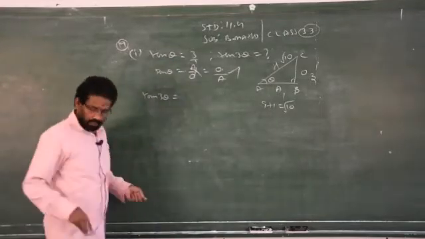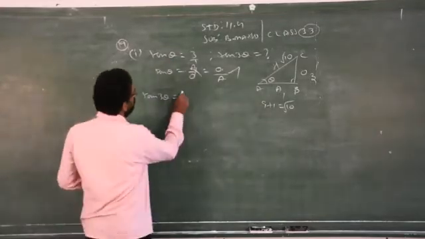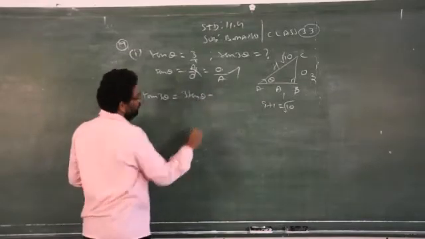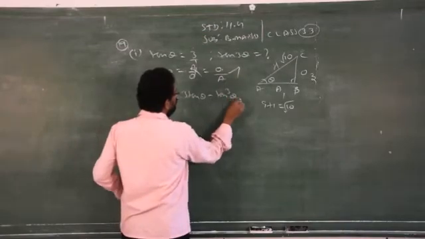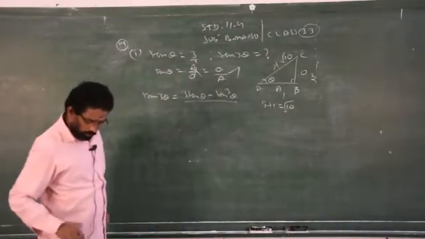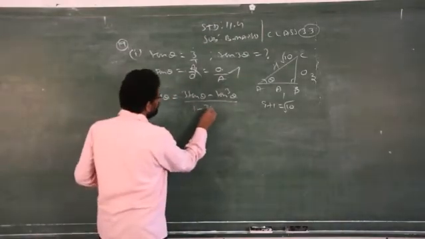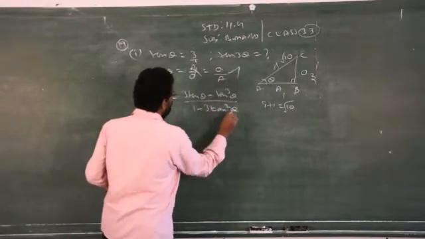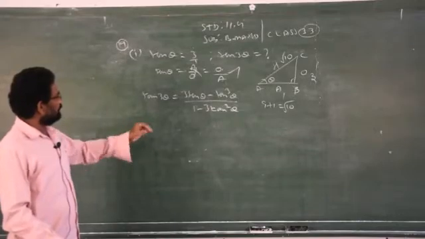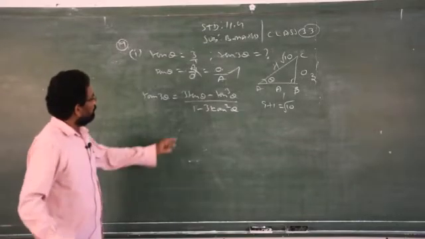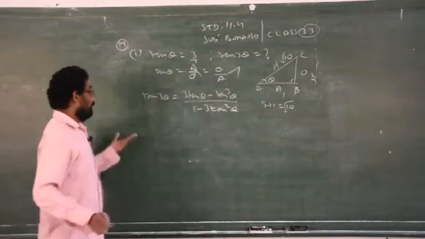So tan 3 theta is equal to 3 tan theta minus tan cube theta by 1 minus 3 tan square theta. So this is the formula to find tan 3 theta.